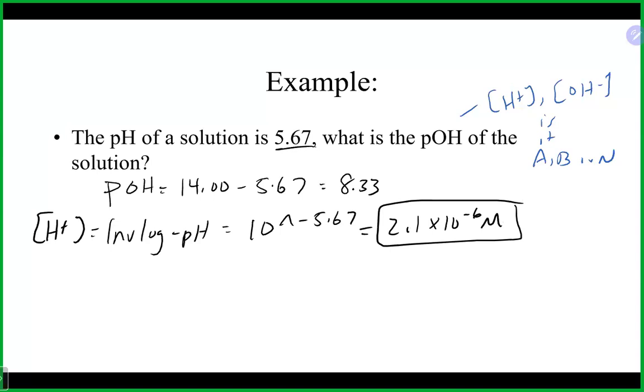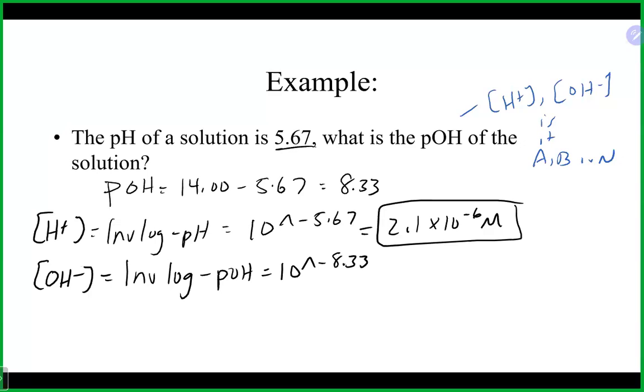Really, at this point, it opens up another option for you. You could, at this point, use Kw to get the OH minus if you wanted to, or you could do the same calculation for the hydroxide. So again, you have a couple of options on this one. So inverse log of negative pOH, 10 to the negative 8.33. And we got 4.7 times 10 to the minus 9 molar.